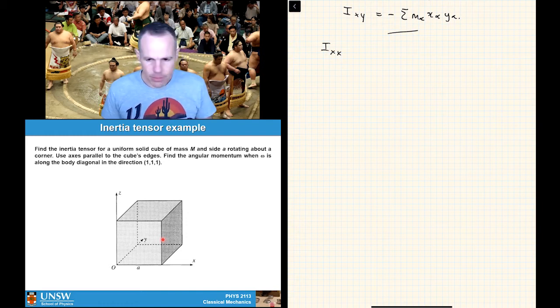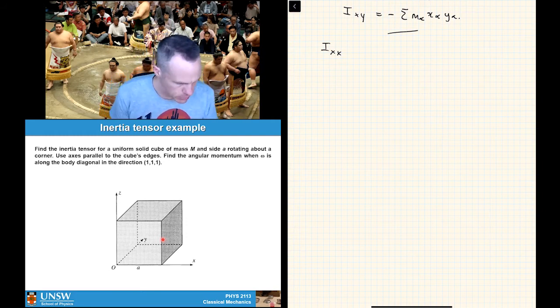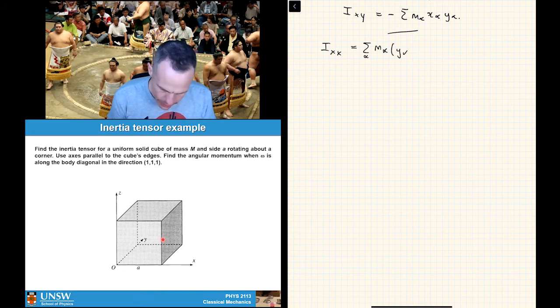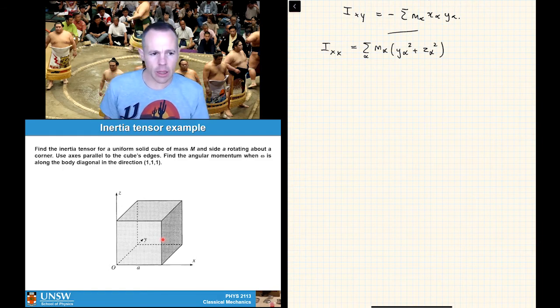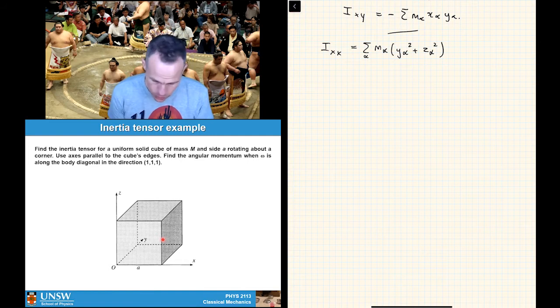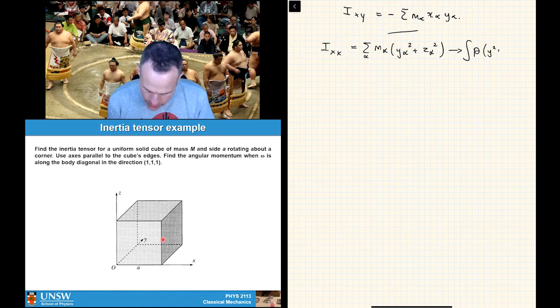And it doesn't matter which one we do. We could do ZZ, we could do YY, we could do XX. You can choose. So I'm going to do XX just because that's what's in my notes already. And so it would be the sum over alpha of m alpha times y alpha squared plus z alpha squared. And of course, we're dealing in the infinitesimal limit now, so this thing is going to become an integral over the density, y squared plus z squared dv, okay?